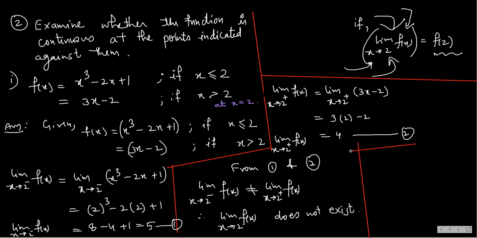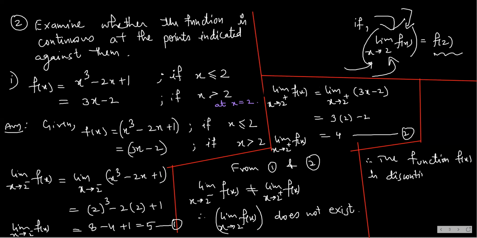So here what I will say next as therefore the function f of x. Now see, students, since the limit does not exist, there is no point finding f of 2. The function is discontinuous at x equals to 2. I will write, therefore the function f of x is discontinuous at x equals to 2. That is it. I hope you must have followed it. Please write this, solve this.